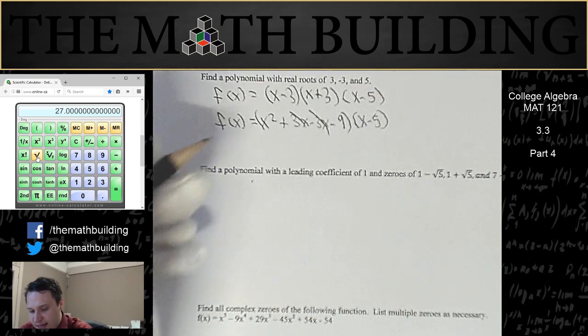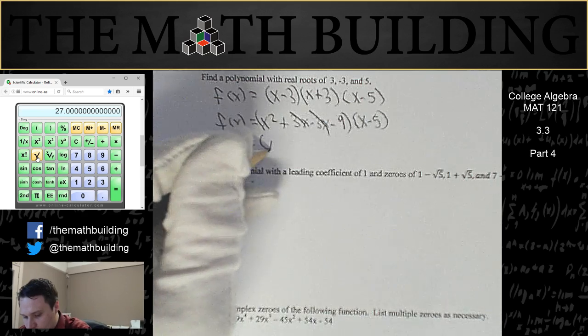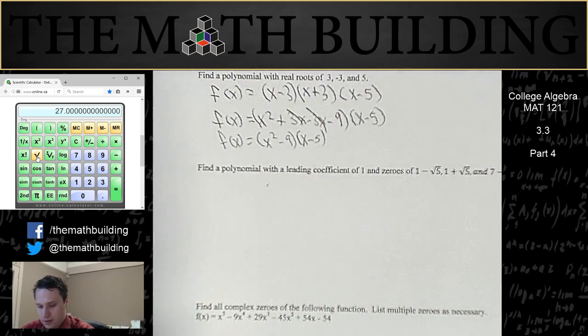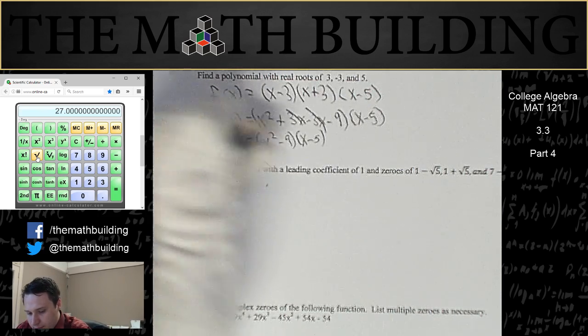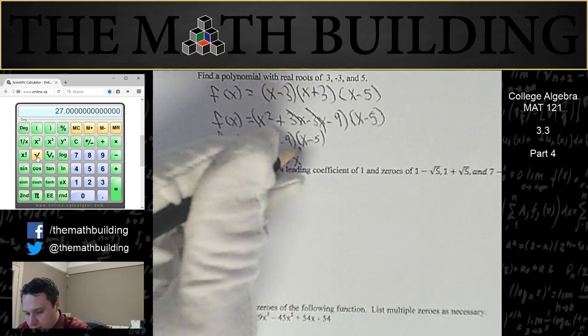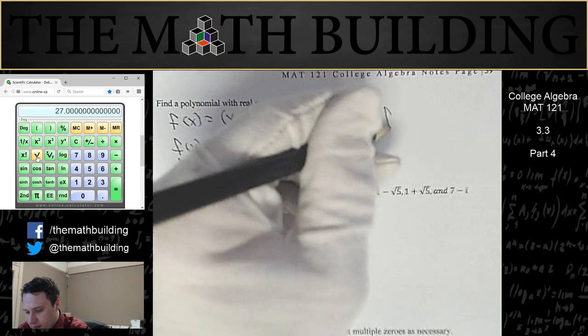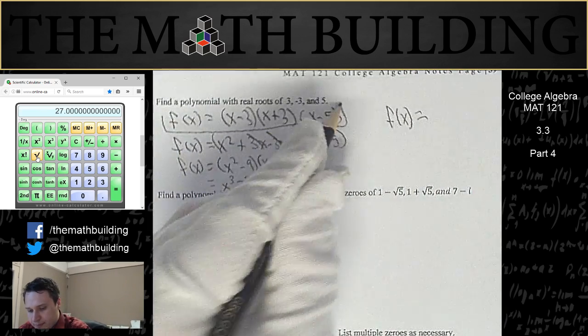So that cancels with that. So we got x squared minus 9 times x minus 5. So let's FOIL this. x to the third minus 5x squared minus 9x plus 45. So this is the answer.